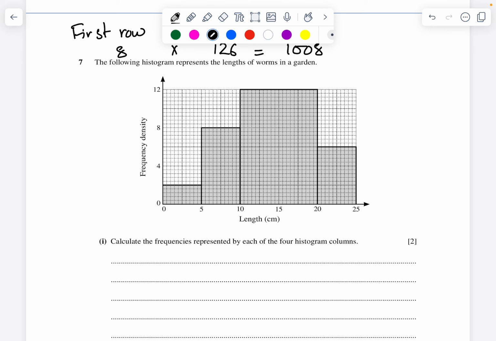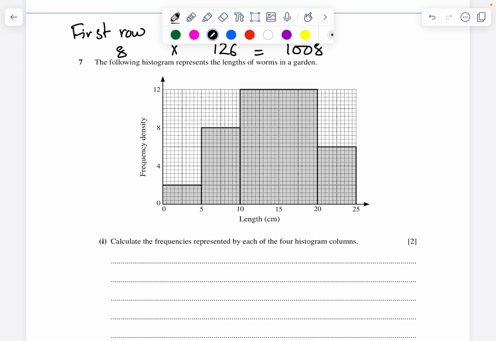The following histogram represents the lengths of the worms in a garden. Calculate the frequencies represented by each of the 4 histograms. He's asking us to calculate the frequencies. So what am I going to do? I am going to calculate the heights first of all. When I calculate the heights and the area, it will give me the total number of worms.